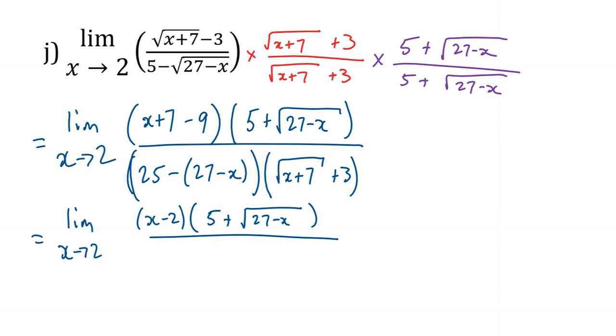25 minus 7 is negative 2. Negative x is x. Look at that.